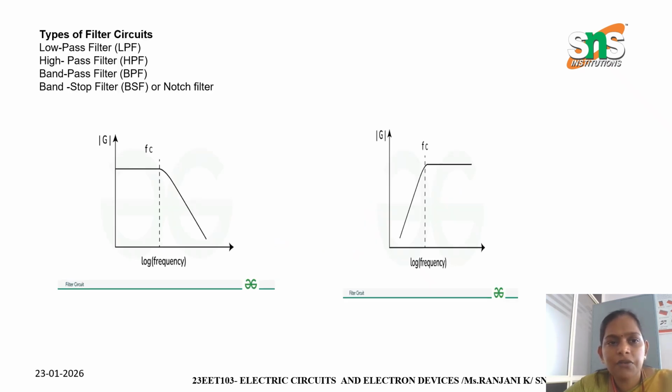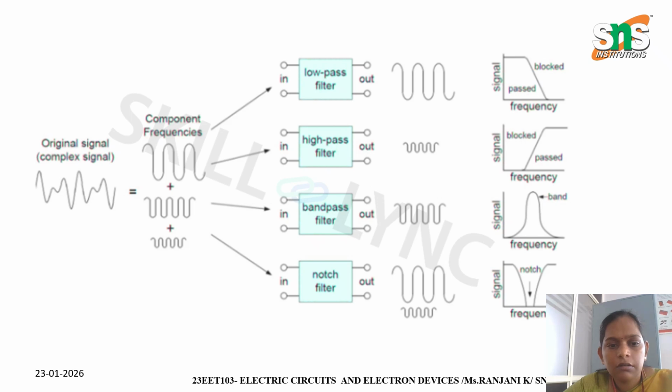Next are the types of filter circuits: low pass filter, high pass filter, band pass filter, and band stop filter or notch filter. These are the types of filters which we use in DSP circuits: low pass, high pass, band pass, and notch filter.